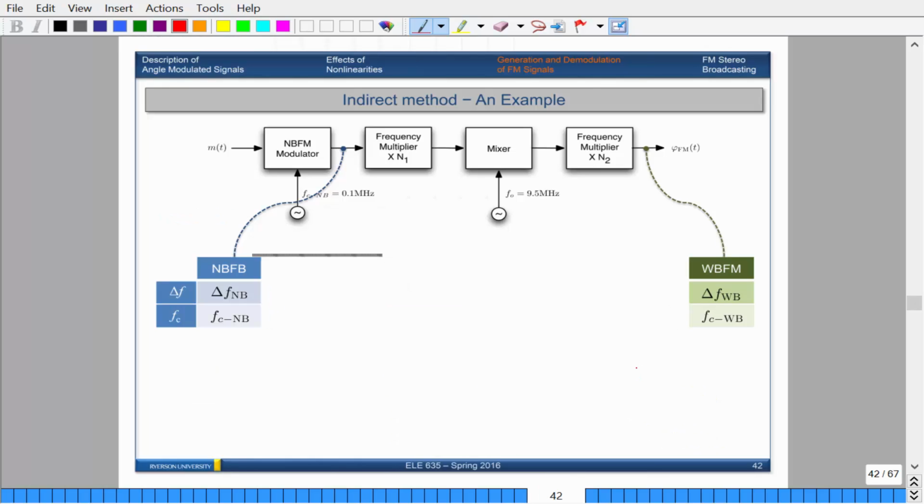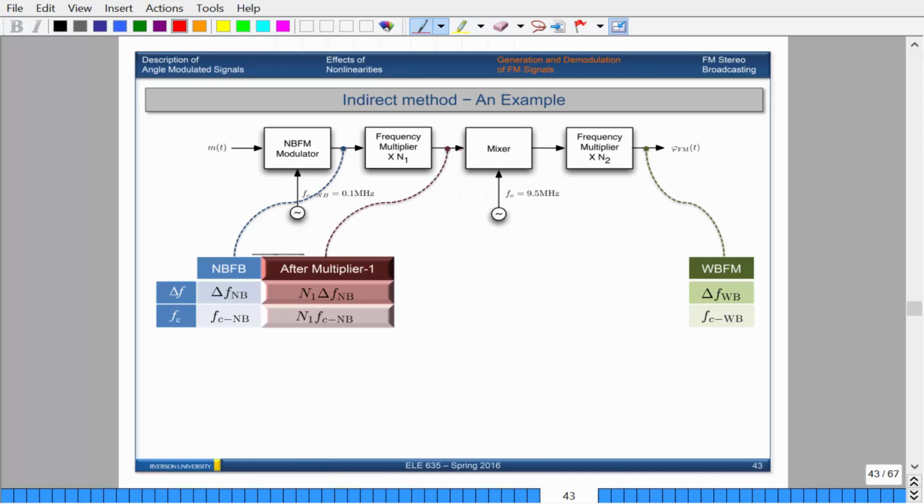All right? So let's actually go through the pipeline here in a little more detail. So this is this stage here. We have a narrowband frequency modulator with some frequency deviation and some carrier frequency, and then when we put it through the frequency multiplier, each of these values is going to be multiplied by n of 1. So this here is not subtraction. Don't confuse this. This is the carrier frequency for narrowband frequency modulation. So it's not f of c minus nb, it's f sub c dash nb. It's a little confusing here, but the point is that you take both of these and you just multiply by n of 1.